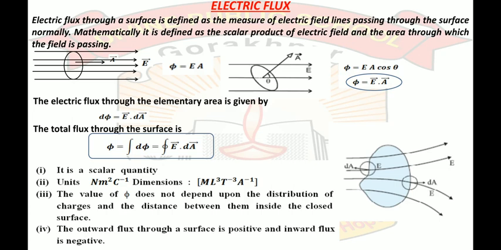How the charges are distributed inside the surface, phi does not depend upon that. The next point is that the outward flux through a surface is positive, whereas the inward flux is negative. There is a sign convention: we consider outward flux as positive and inward flux as negative. So this is everything about electric flux.